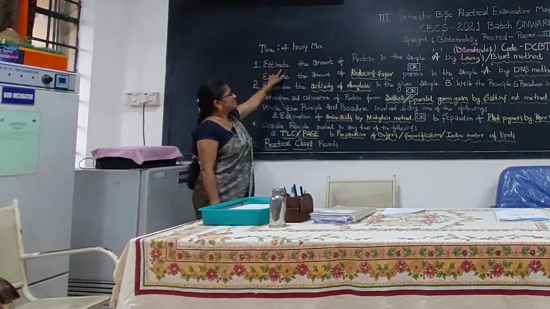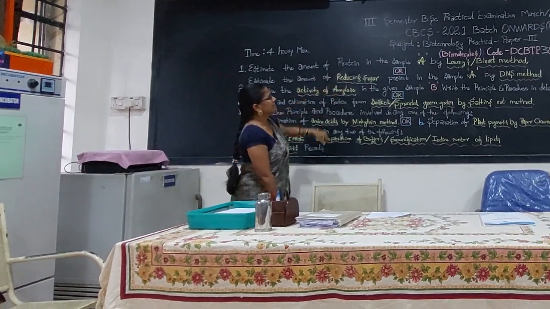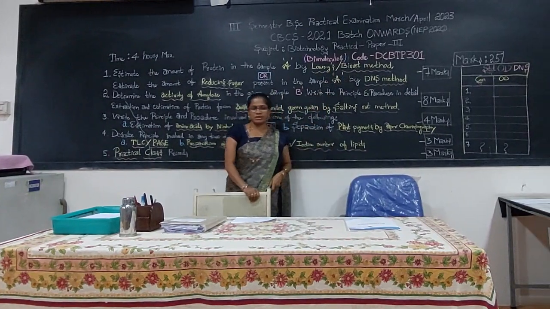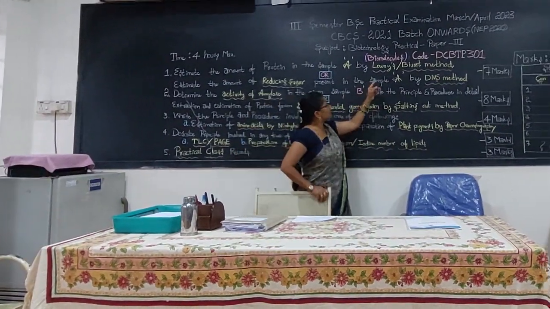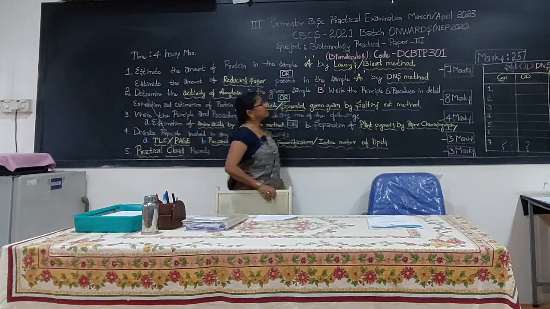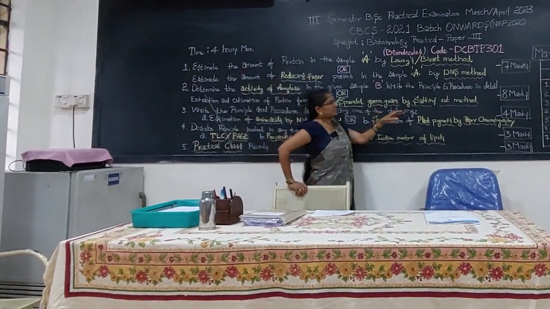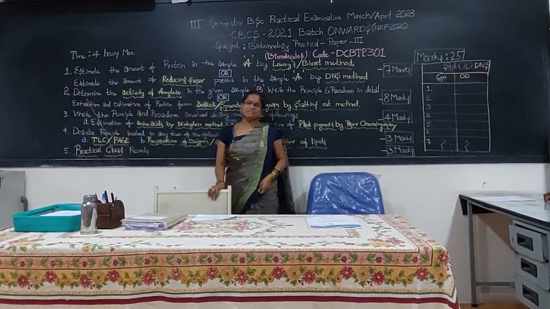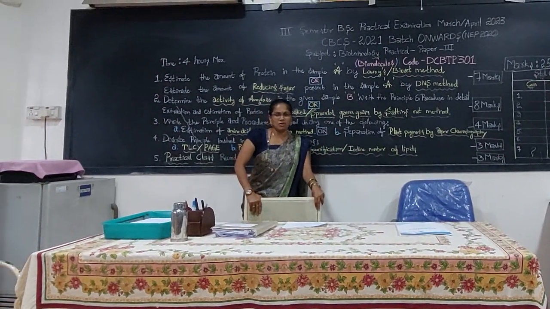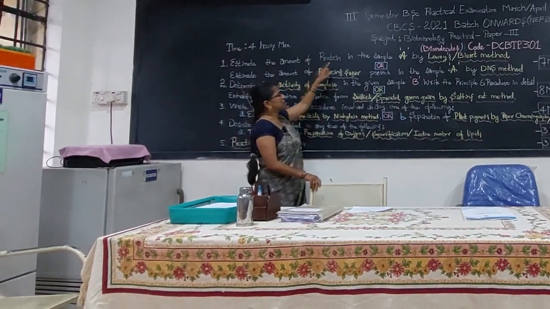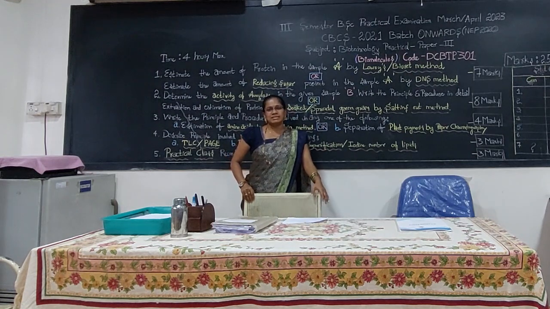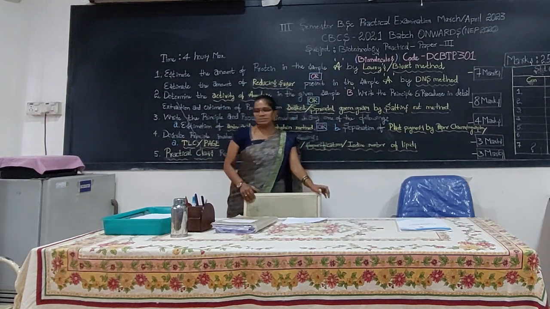Question number 1. Estimate the amount of protein in the sample A by Lowry's method or biuret method. In question number 1, you may get to perform either Lowry's method or the biuret method in the examination. This question carries 7 marks. Here you need to write the principle, tabular column itself is the procedure, plot the graph and write the result of the unknown concentration. In this experiment, you are going to get the unknown sample from the examiner, examine the unknown sample and plot the graph.